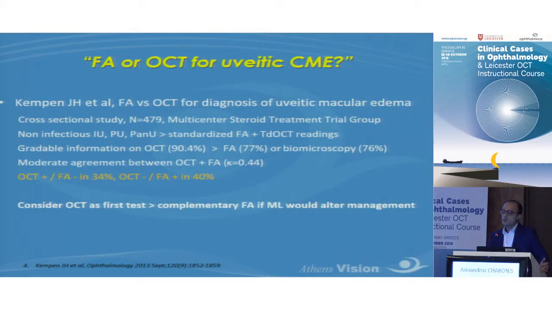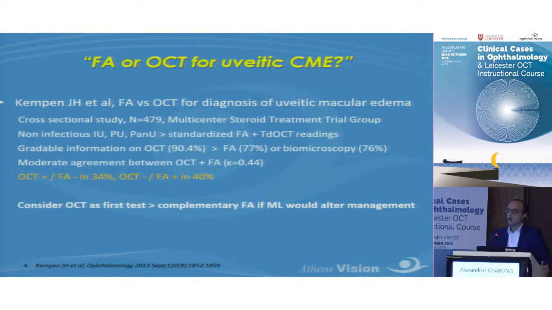Now, what about the agreement? The agreement was modest at best with a kappa of 0.44. And if we actually look further into these numbers, about 34% of patients had thickening in the OCT without leakage in the fluorescein, and 40% of patients had no thickening in the OCT and had leakage in fluorescein. These are very useful and interesting patients, and we'll look further into these patients in the following study that I'm going to show you.